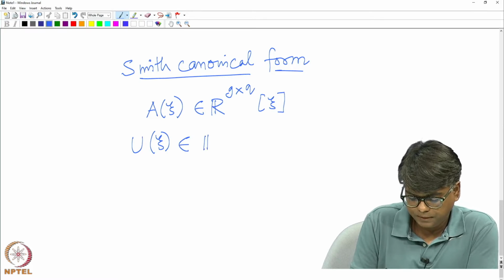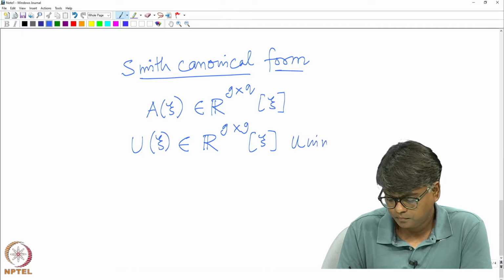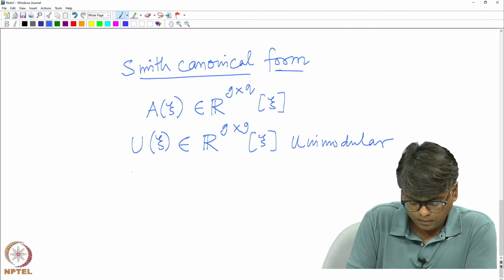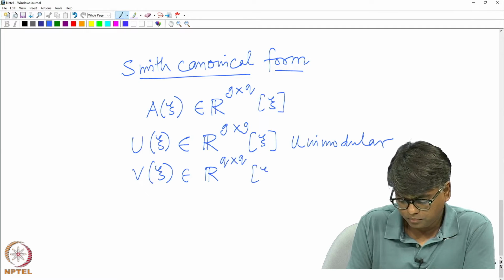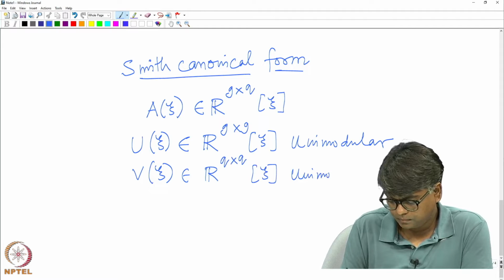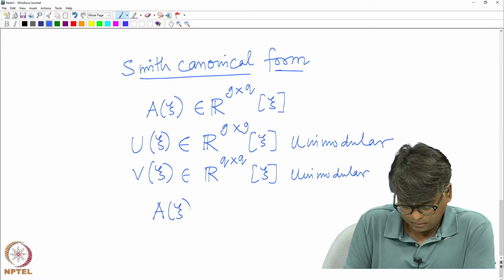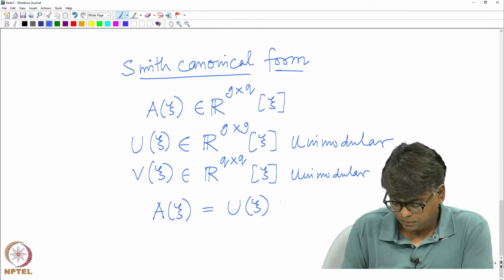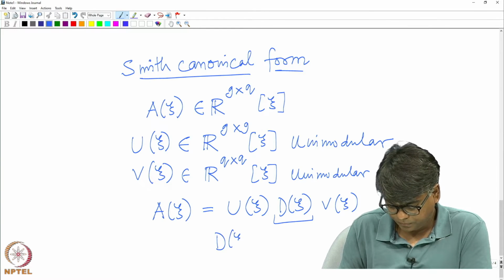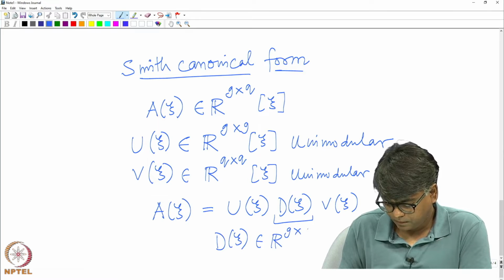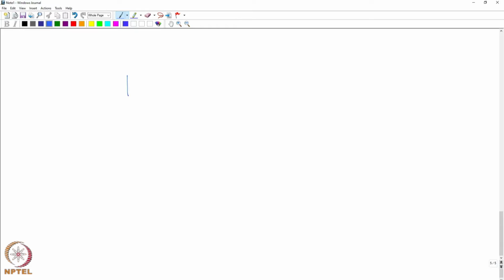U psi is a G cross G unimodular matrix, and V psi is a Q cross Q unimodular matrix, so that A psi can be written as U psi D psi V psi, where D of course is a matrix of the same size as A, but it has a very special structure. How does it look like? D psi looks like this.